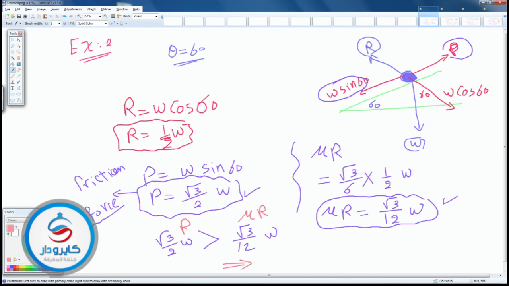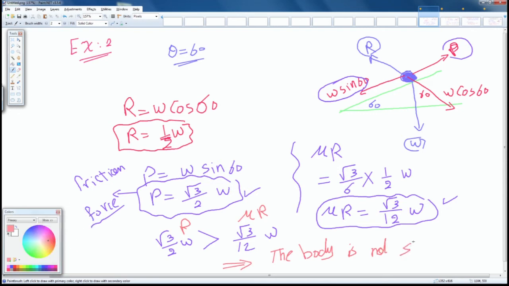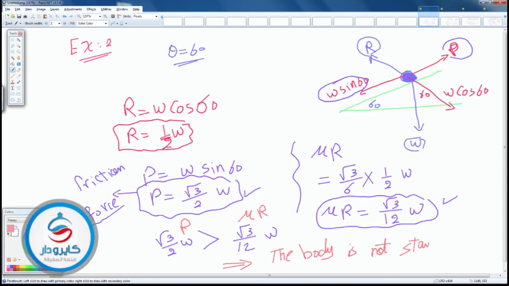This leads us to say that the body does not stay in equilibrium. Do you understand, my dear?